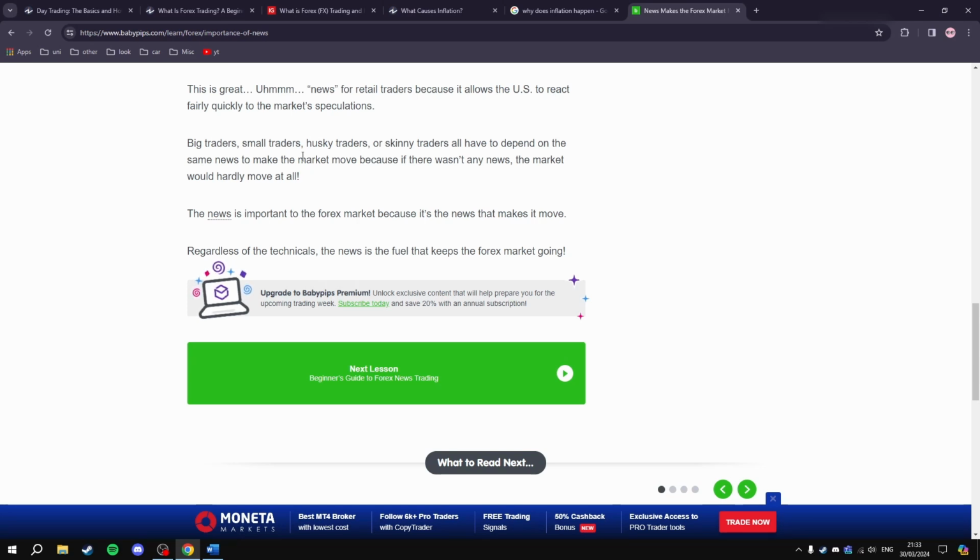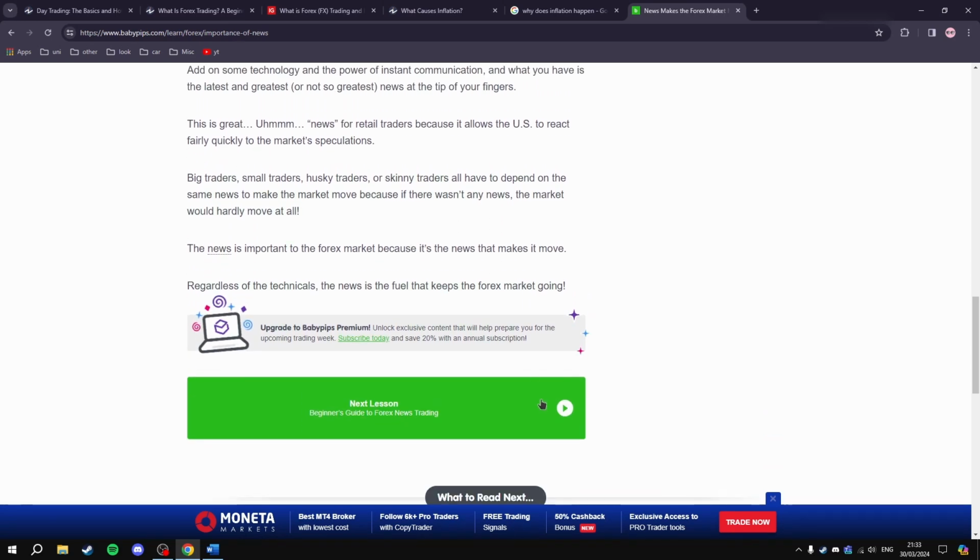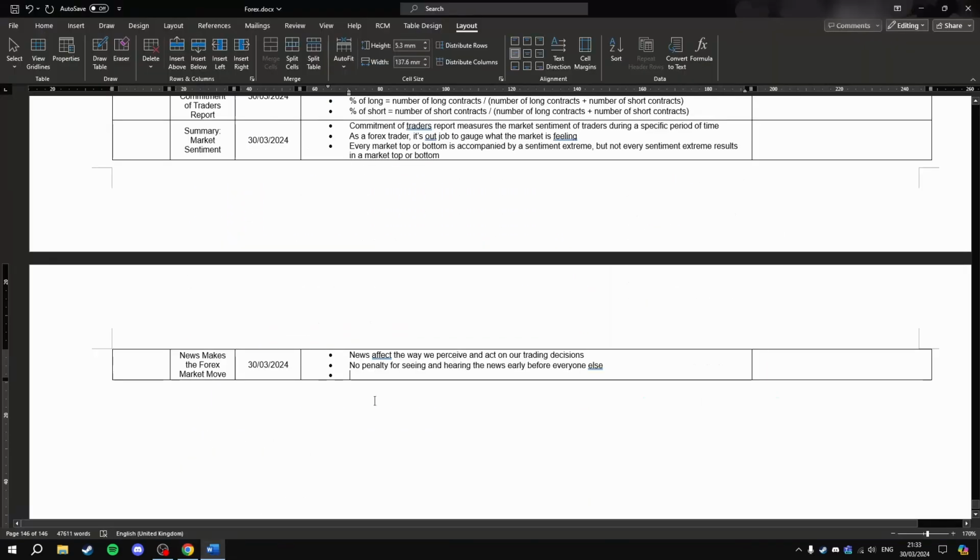Big traders, small traders, husky traders, or skinny traders all have to depend on the same news to make the market move, because if there wasn't any news, the market would hardly move at all. The news is important to the forex market because it's the news that makes it move. Regardless of the technicals, the news is the fuel that keeps the forex market going.